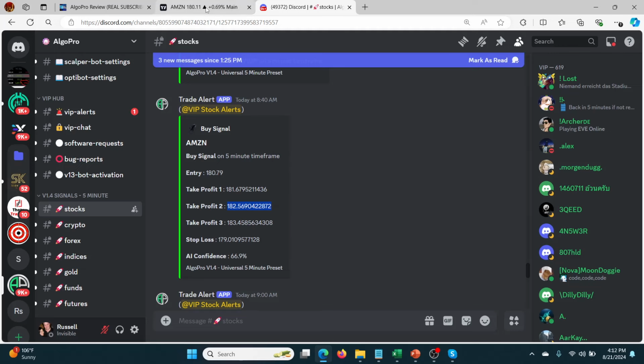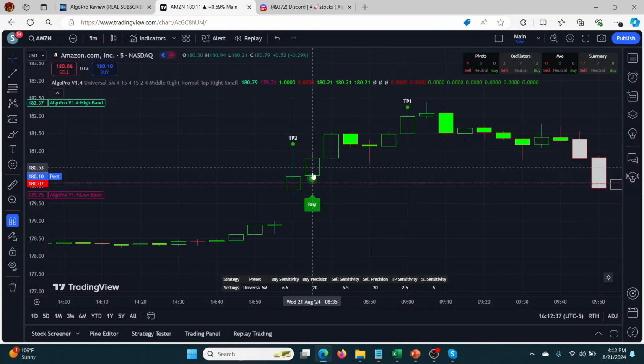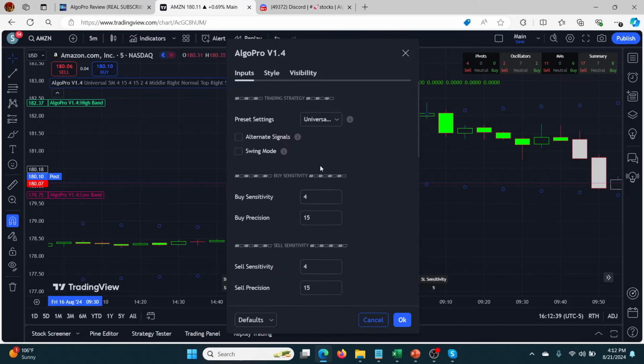So the cool thing is on version 1.4, all you have to do is set it to the universal. So you can see you've got these different time frames, universal 1 day, 4 hour, 1 hour. You don't have to mess with a multiplier. You don't have to change the sensitivity. It's all kind of optimized for you, which is actually pretty unusual. Normally you have to manually change these things, change them for different markets and stuff. But AlgoPro version 1.4 does it for you.